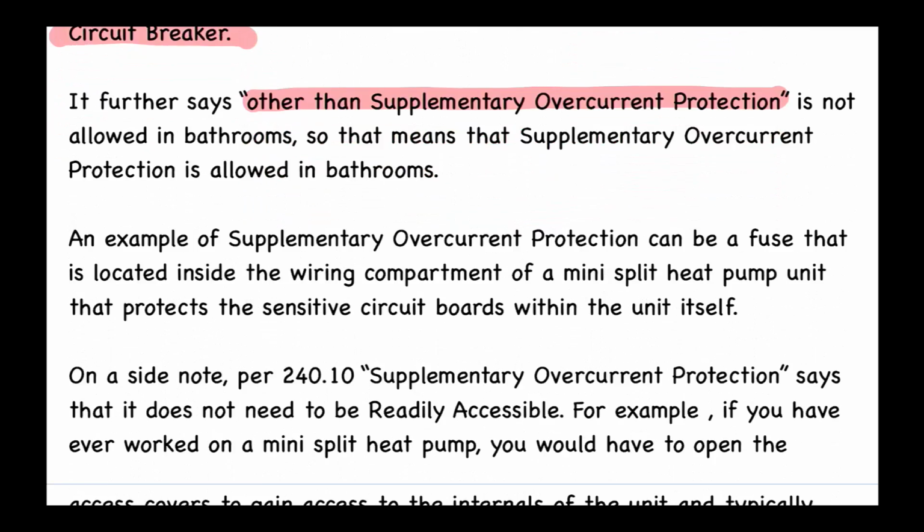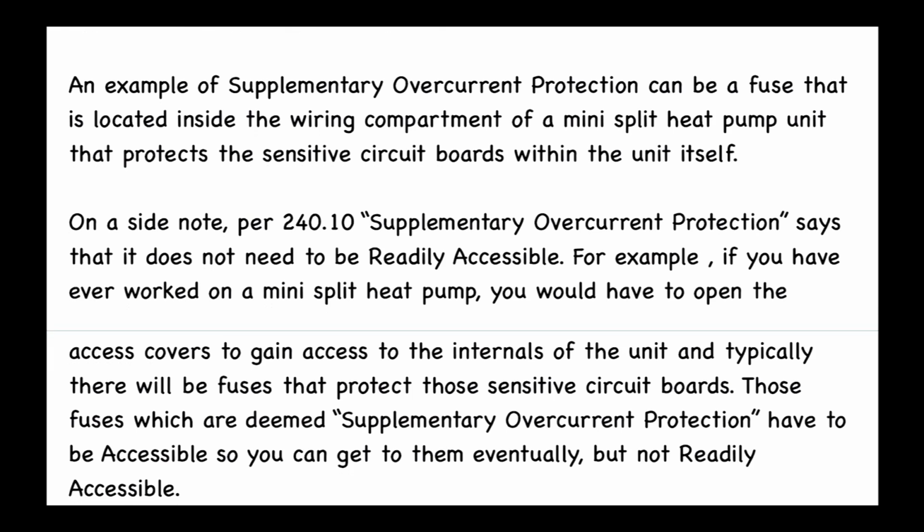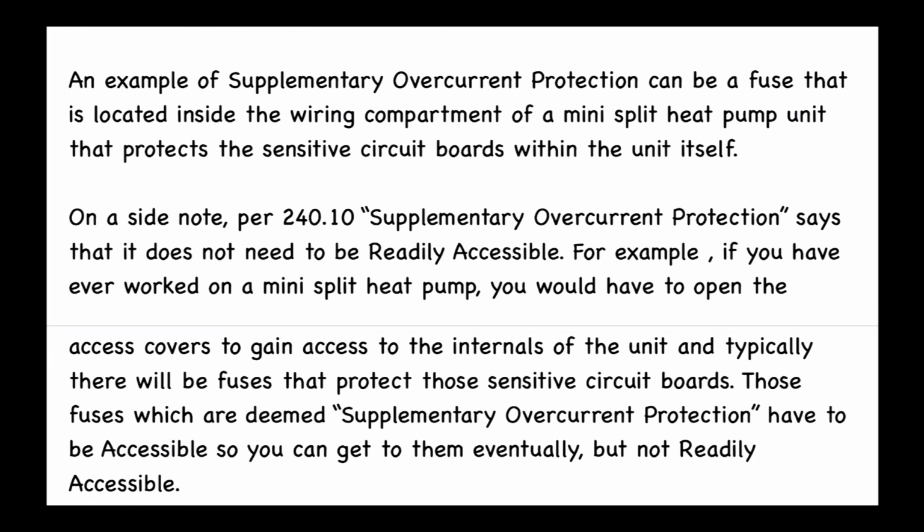An example of supplementary overcurrent protection can be a fuse that is located inside the wiring compartment of a mini-split heat pump unit that protects the sensitive circuit boards within the unit itself. On a side note, per 240.10, supplementary overcurrent protection does not need to be readily accessible.